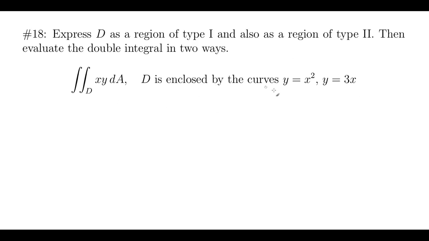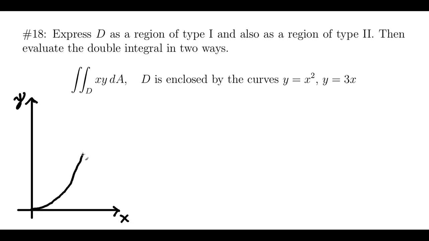D is the region enclosed by the curves y equals x squared and y equals 3x. Now it isn't strictly necessary to draw a graph, but I find one to be very helpful regardless. I tend to have a better time conceptualizing these things geometrically. So let's sketch this out here. We have y equals x squared, which is going to be some sort of parabola, which I'm going to draw very poorly.